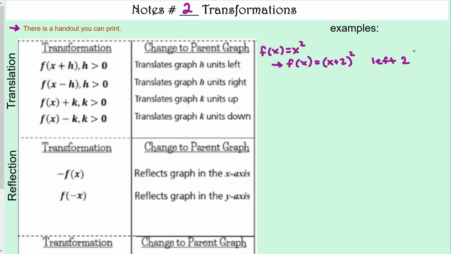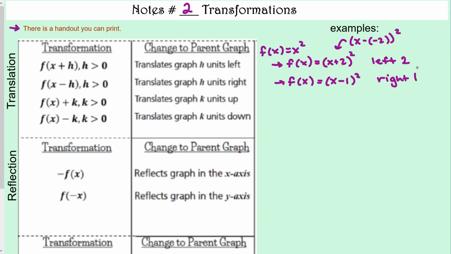Now when you see the plus 2 there, you would probably intuitively assume that it was going to go right, but it's actually the number you're subtracting from x that tells you which way you're going. And if you see x plus 2, you're subtracting negative 2, and so you're going 2 to the left. Okay, if you have something like f of x equals x squared and you change it to f of x equals, let's say, x minus 1 squared, that's going to translate it 1 unit to the right. What we subtracted from x was positive 1, so that moves it right 1.